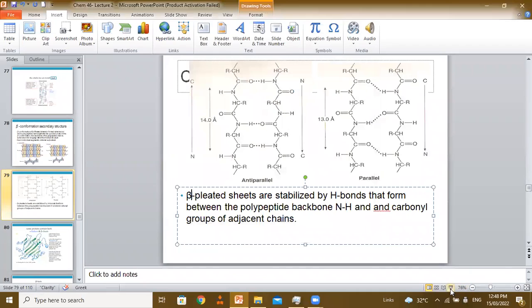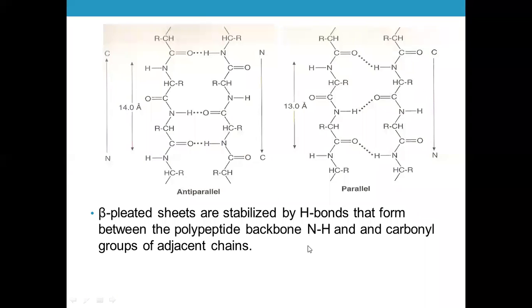So where is the hydrogen bond? Earlier we learned for the alpha helix that the hydrogen bond is intra. When you say intra, it is within the amino acid sequence, within the chain length of the polypeptide sequence. Every 4 turns it undergoes hydrogen bonding with the amino acid 4 residues away, and that will stabilize the alpha helix.